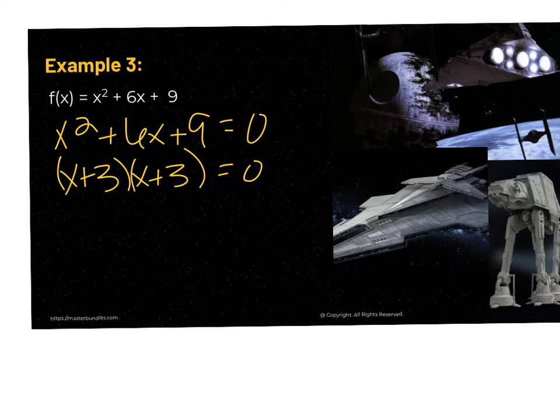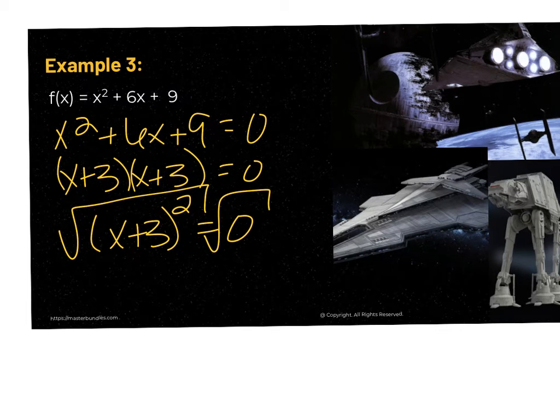The other thing that you could do here is say, well, since this is squared, I can take the square root of that. So I get x plus 3 equals 0, and therefore x equals -3, and this will have just one solution. Okay, so it's only going to cross the x-axis one time there at -3. Okay? We'll talk about that in a minute. Keep that in mind.